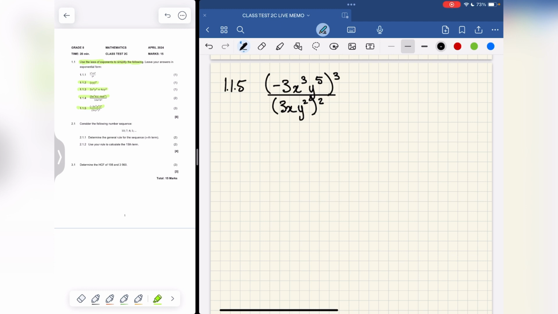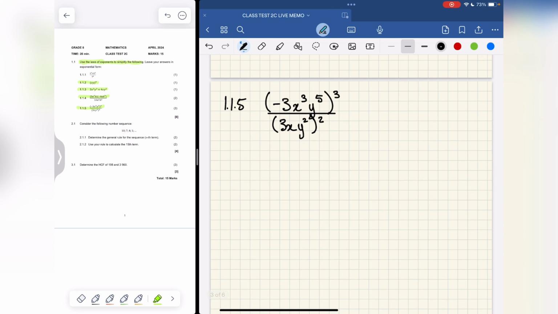So the law of exponents that is being looked at here first of all is that we have in the bracket a product. The factors of which are -3, x to the power 3, and y to the power 5. In other words, -3 is being multiplied by x to the power 3, and that's being multiplied by y to the power 5. That's inside the bracket. So that is a product. So the factors of this product are -3, x to the power 3, and y to the power 5.